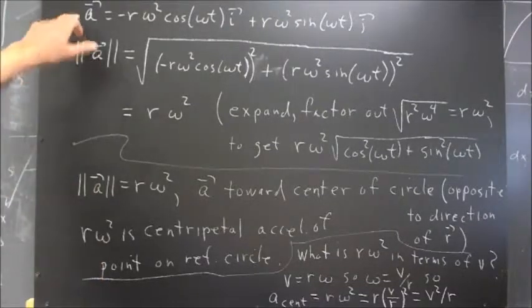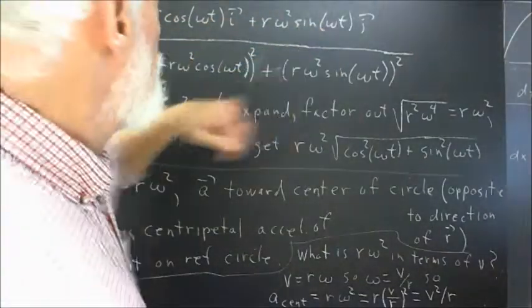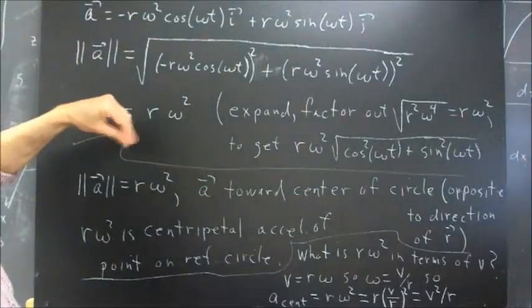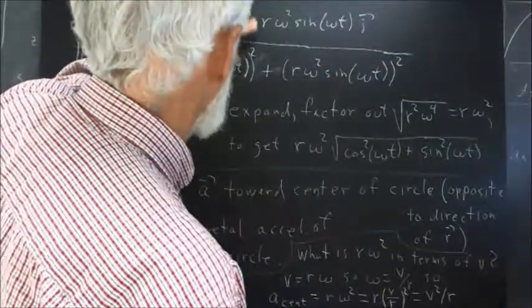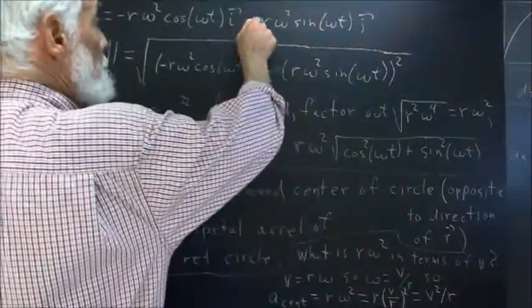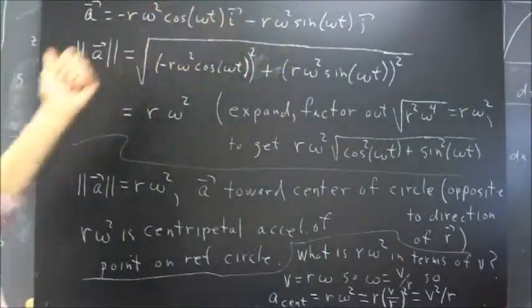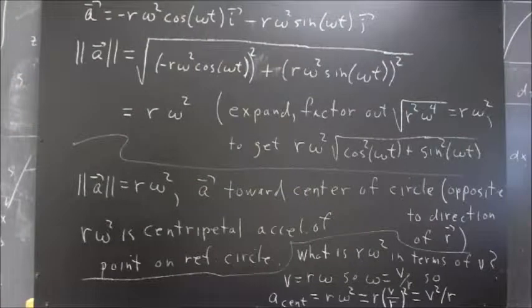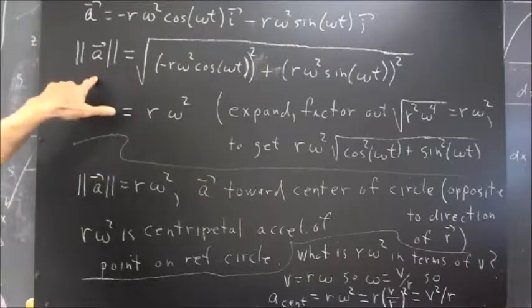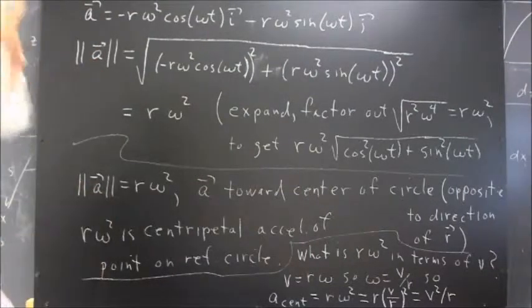We know that the acceleration vector now has a direction back toward the origin. And let's see, got an error there. That should be minus. Okay, so that vector is in the direction opposite the r vector. The question is, what's the magnitude of the acceleration vector?